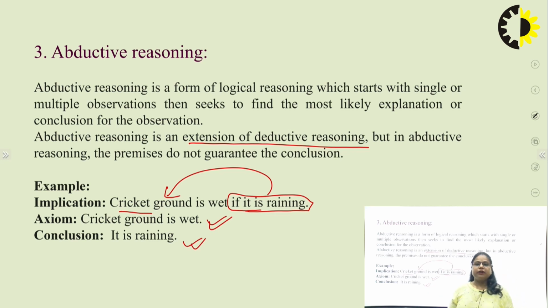Right? But it is not necessary that if the ground is wet, it is because of raining only. Because this does not give a guarantee for the conclusion. But still, because we have already been given an implication that if it is raining, the cricket ground is wet, we hypothetically think that yes, the ground is wet, maybe it was raining. Fine. So, this is called abductive reasoning.